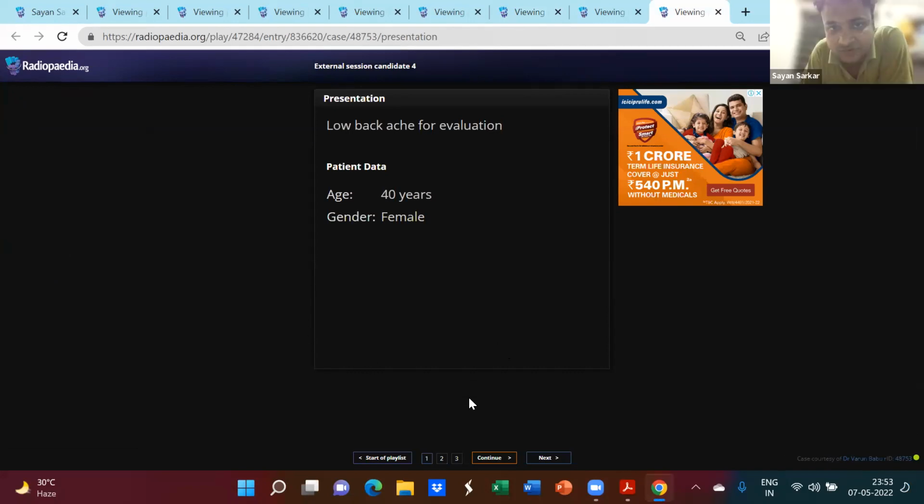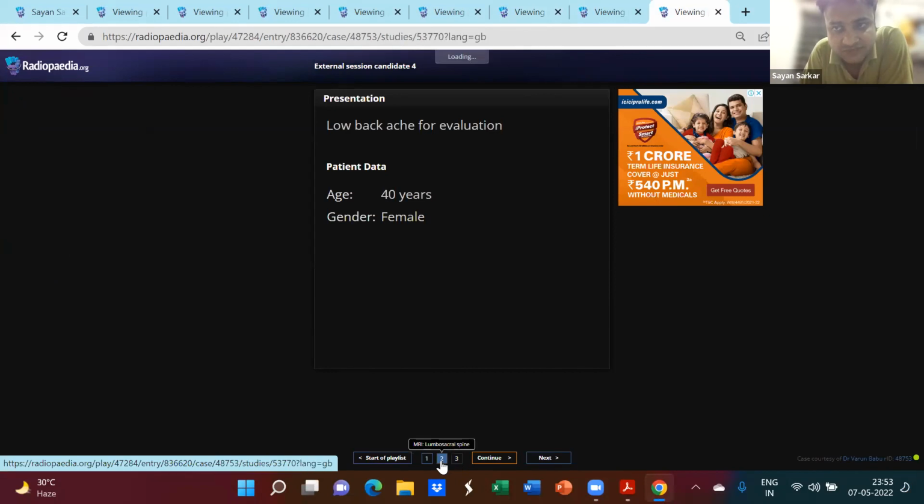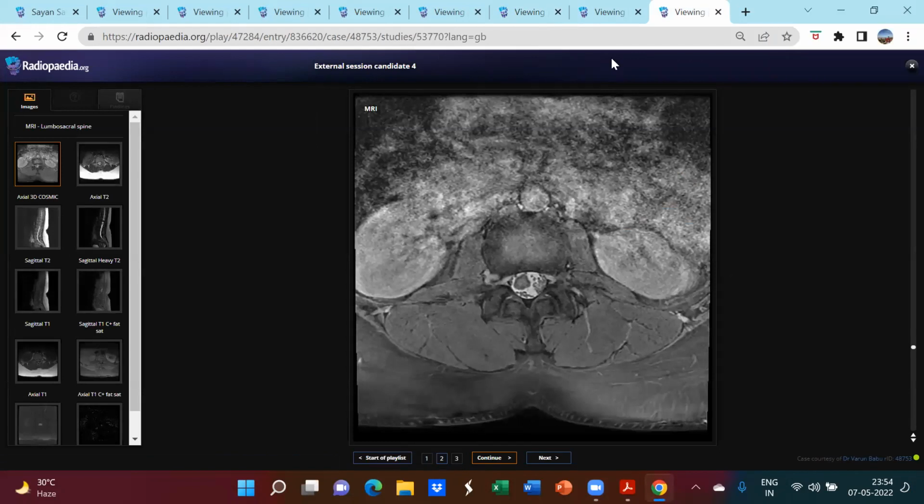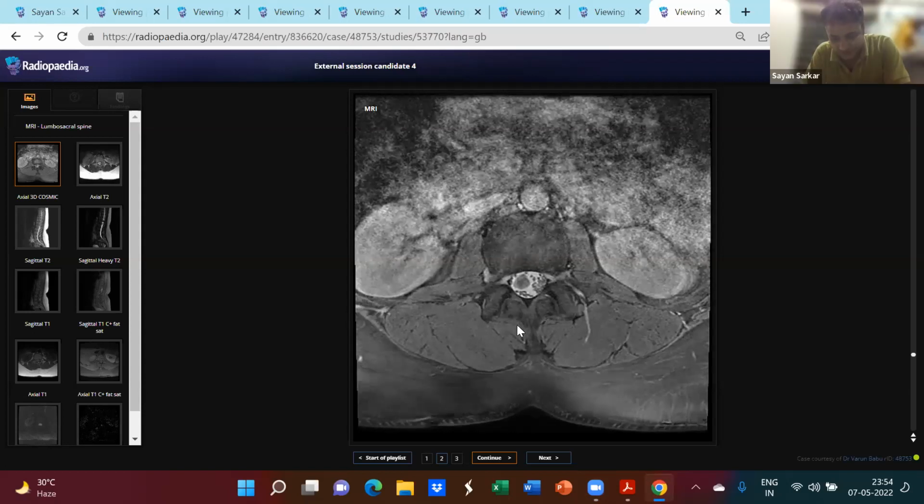So, this is a 40-year-old female with a low backache under evaluation. You have been given MRI, LS spine. I will give you the control. Okay, Salman, I've requested you. Is there a specific subset that you would want me to look at? No, you can just take whichever image you want.